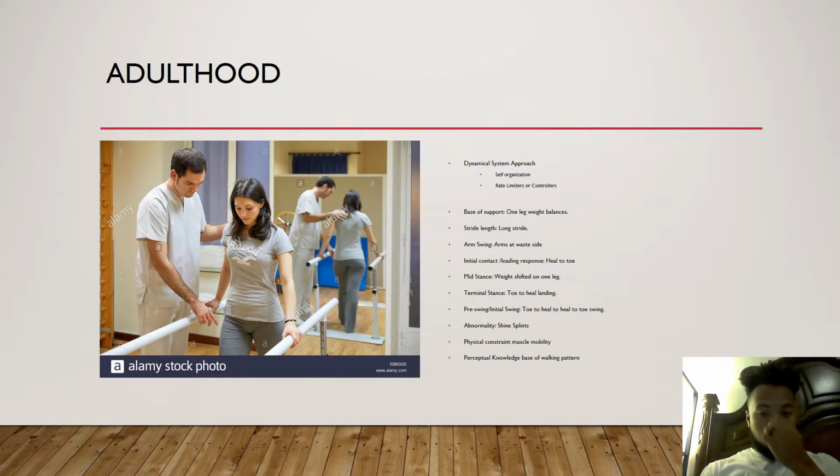The abnormality I picked for this was shin splints. The physical constraint was muscle mobility, and the perceptual knowledge was a walking pattern. And this is for adulthood gait analysis.